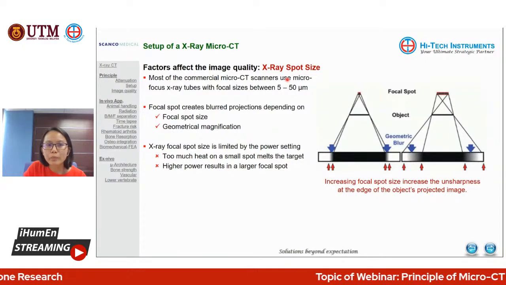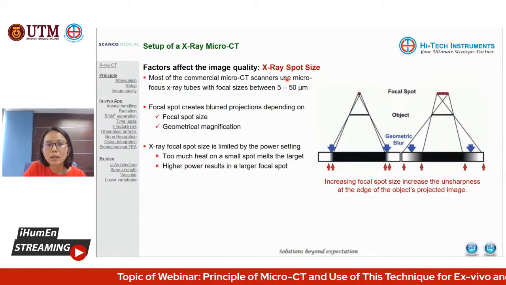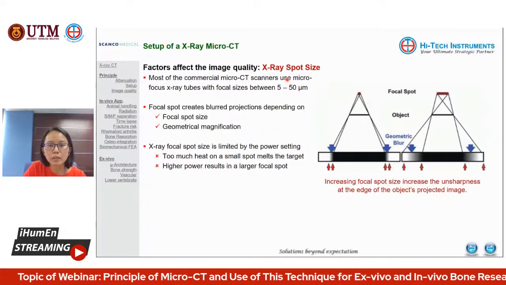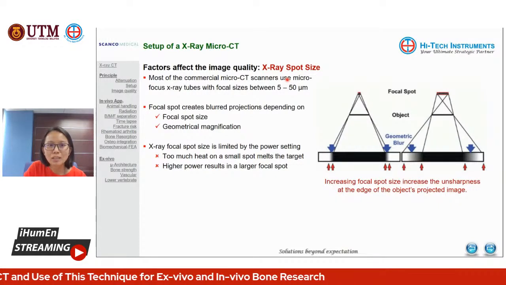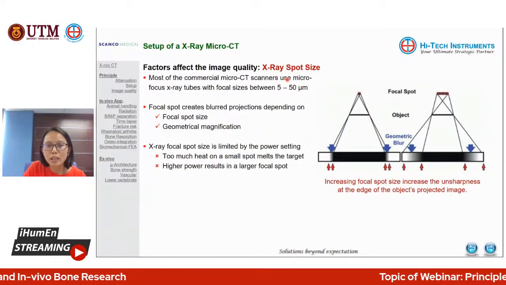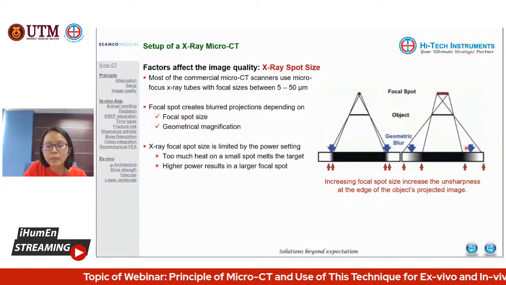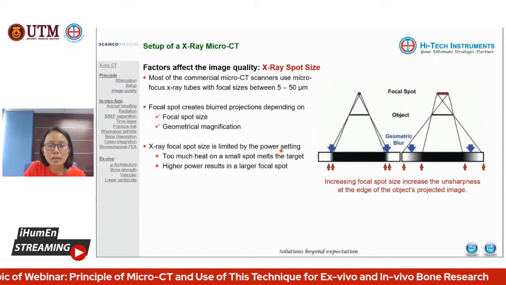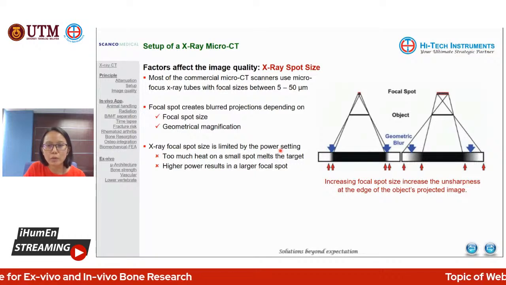So you might have the question: since the smallest focus spot size will give you the sharper image, then why do we still need to choose one with a bigger focus spot size? The reason is that if you have a bigger spot size, yes, you will get unsharpness, you'll get geometric blur, but you will get a higher signal to noise ratio. So again, it depends on the quality of the image you can get.